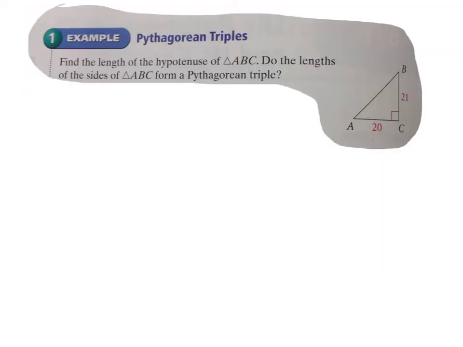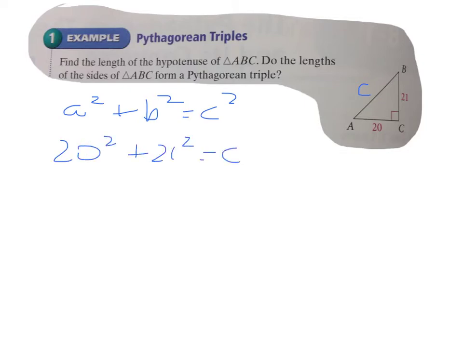Example 1 asks us to find the length of the hypotenuse of triangle ABC and then asks if the sides form a Pythagorean triple. So we're going to begin by letting the length of AB equal c. We know that a squared plus b squared has to equal c squared. And so we're going to say 20 squared plus 21 squared equals c squared. Alright, 20 squared is 400 plus 21 squared, punch that into your calculator, you're going to get 441, and that equals c squared.